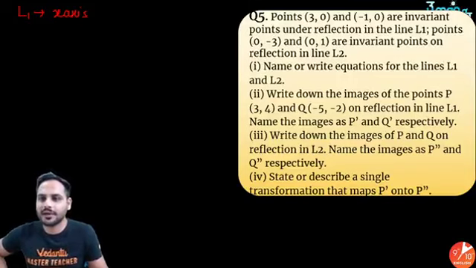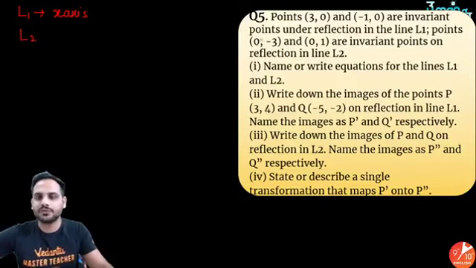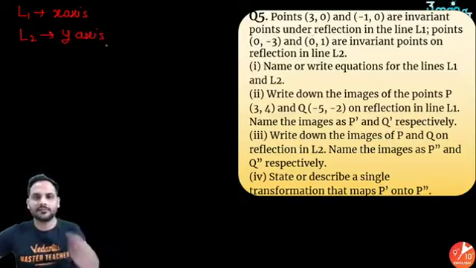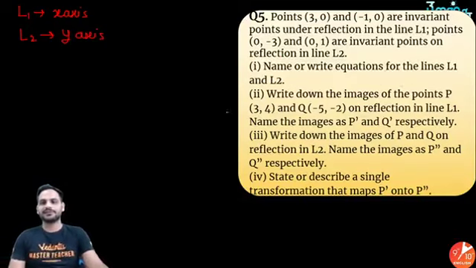Similarly, points (0, -3) and (0, 1) are invariant points on the reflection in line L2. So these two are points on the y-axis, and reflection under the y-axis makes all the points on the y-axis invariant points. So L2 is the y-axis. Okay, so name or write the equation for L1, L2. The equations are y equal to 0 for the x-axis, x equal to 0 for the y-axis.